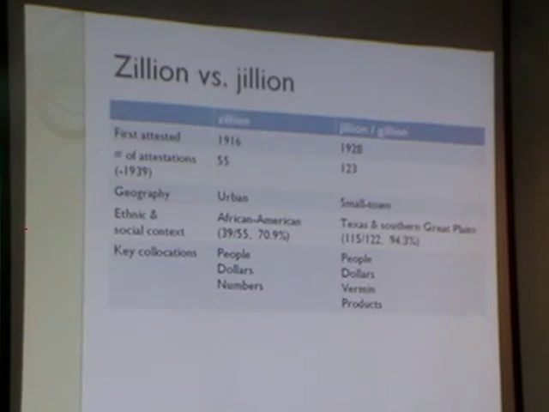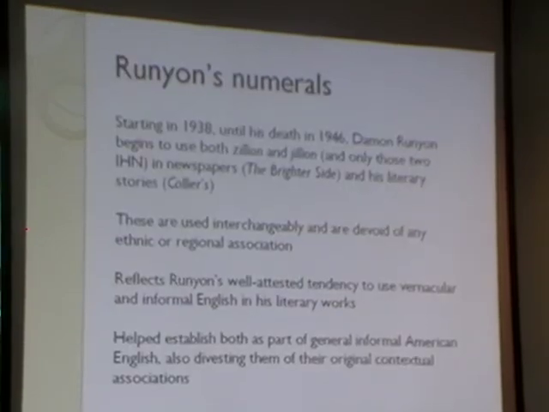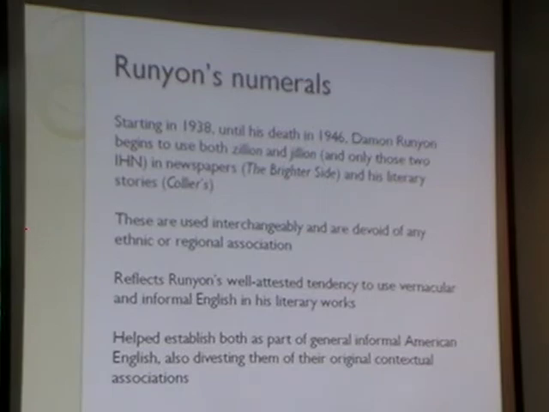Why do I stop there? Well, starting in 1938 and until his death in 1946, the author Damon Runyon began to use both zillion and jillion, and only those 2, both in his newspaper columns and his literary stories. Runyon's material was, of course, widely available. Virtually every newspaper in America printed something from Runyon. Certainly if you were a Hearst newspaper, then Runyon was in there.